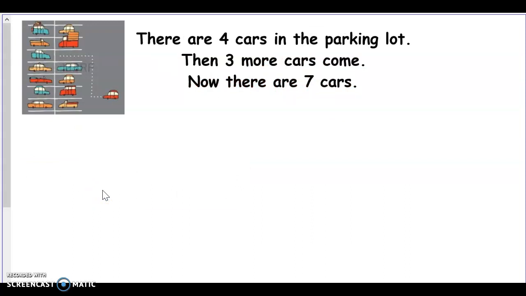Okay, let's try one more like that. There are 4 cars in the parking lot. Then 3 more cars come. Now there are 7 cars. So we start off with what we know. We know that there are 4 cars in the parking lot. Then 3 more cars come. Well, if 3 more cars are coming, are we adding or subtracting? Since more cars are coming, we are adding, and the problem says 3 more cars come. And in the end it said, now there are 7 cars. So there's our equation.